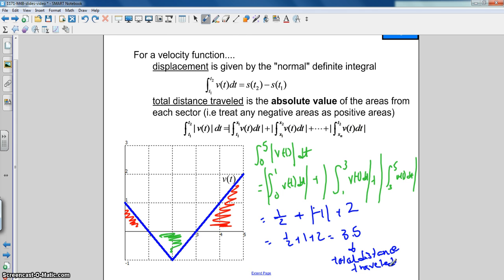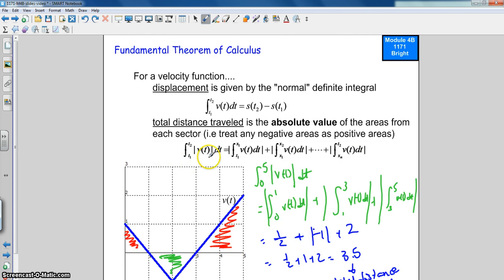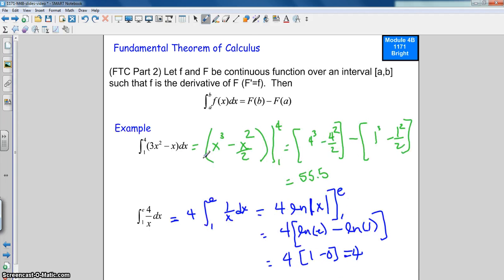Basic rundown on the fundamental theorem of calculus and evaluating these different definite integrals algebraically.